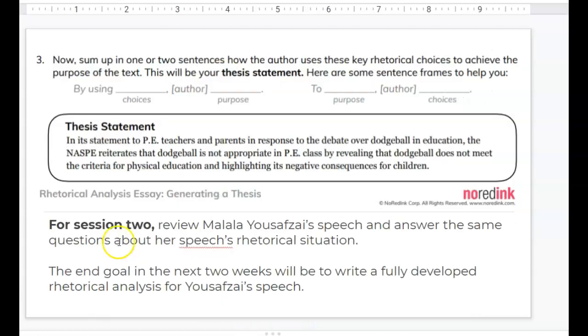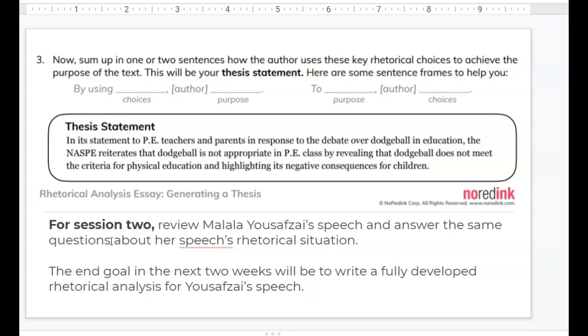And then finally, it'll take you to a thesis statement. So you're going to sum up in 1 or 2 sentences how the author uses these key rhetorical choices to achieve the purpose. So your thesis statement would follow this method that you see here on the screen. In its statement to PE teachers and parents in response to the debate over dodgeball and education, the NASPE reiterates that dodgeball is not appropriate in PE class by revealing that dodgeball does not meet the criteria for physical education and highlighting its negative consequences for children.